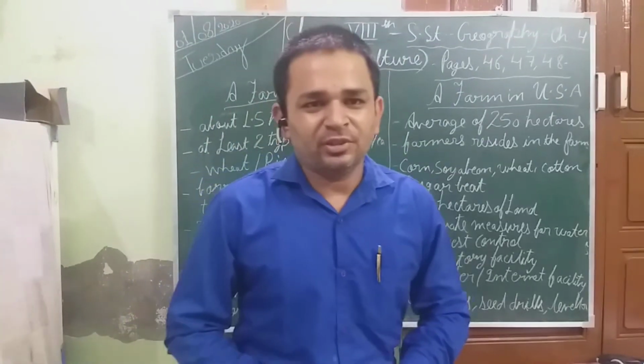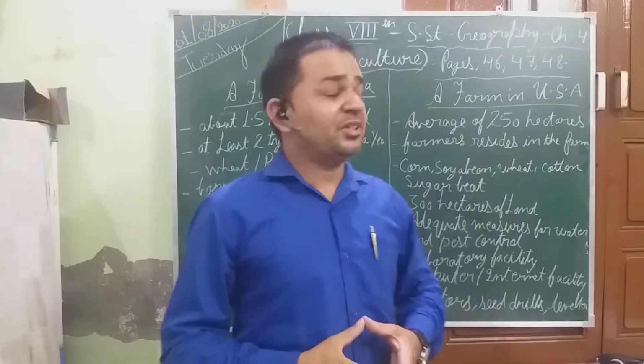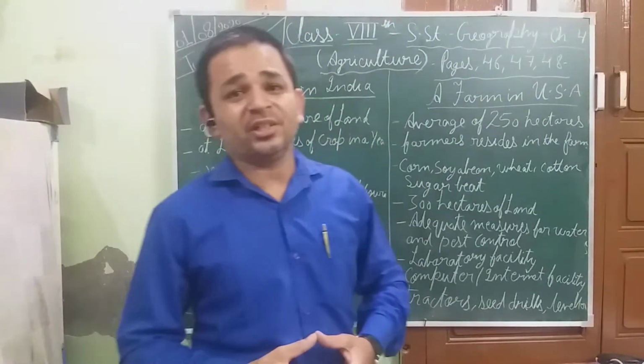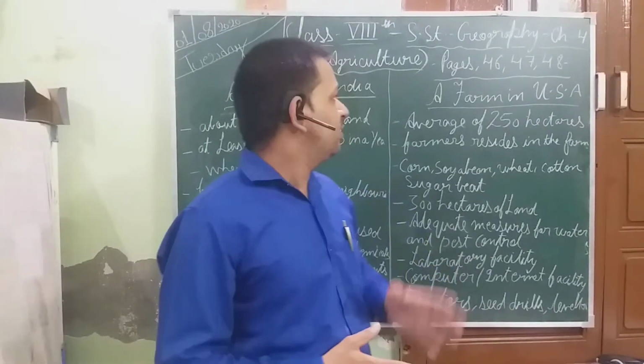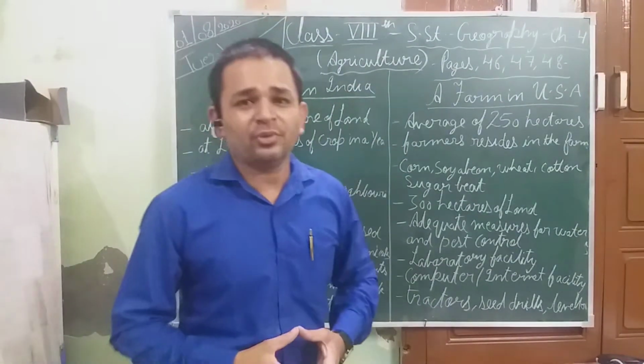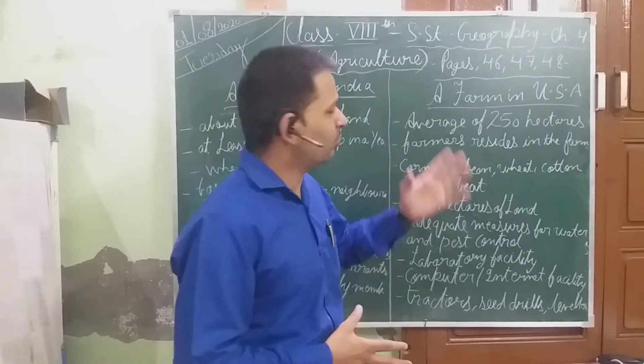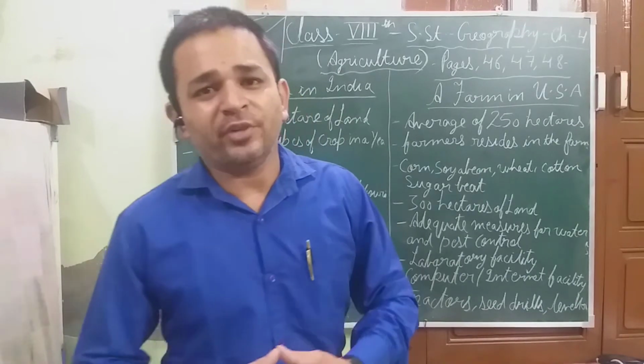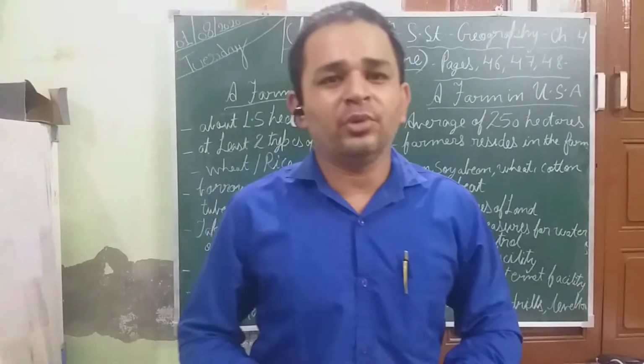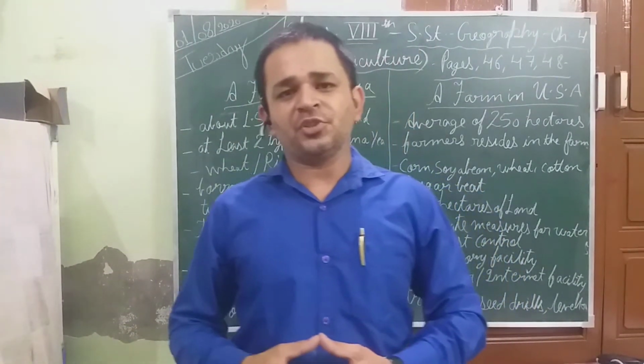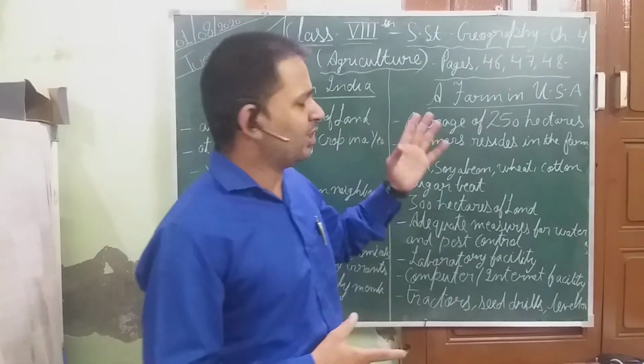So let's rediscuss the topic again, which is already in continuity. The topic is agriculture from your geography book, chapter number 4. Today we will try to wind up this chapter. We have already covered the two video explanations of this chapter. Today we are on the last topic.